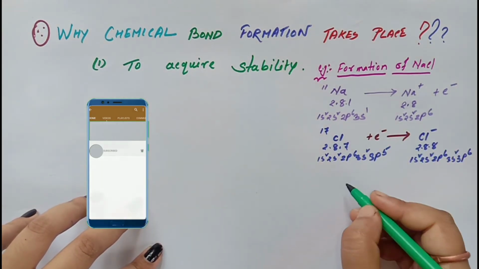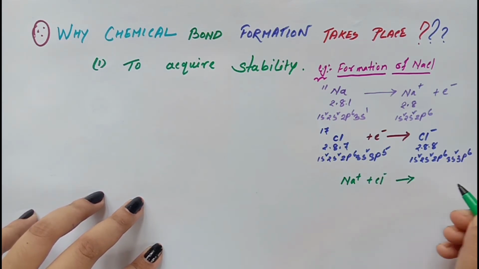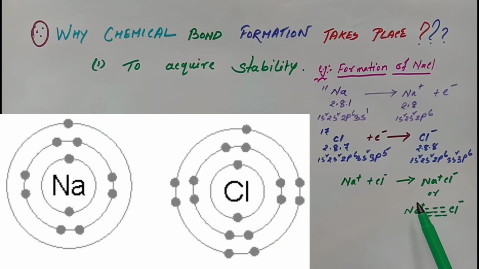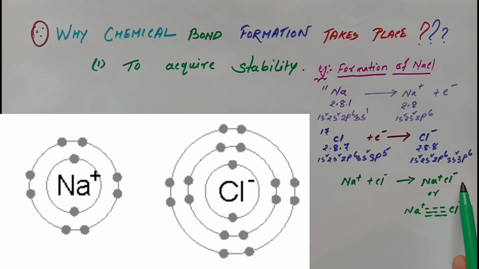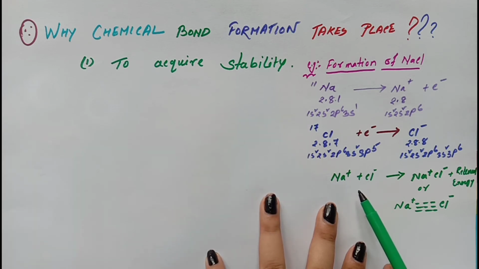Now these will combine together and form sodium chloride. So this is the electrostatic force between these two ions, which is the formation of a chemical bond between them. And it is also important that during the formation of bonds, some amount of energy is released. So as these two ions are in the bonded situation, they release energy, and so their stability increases as the energy decreases.